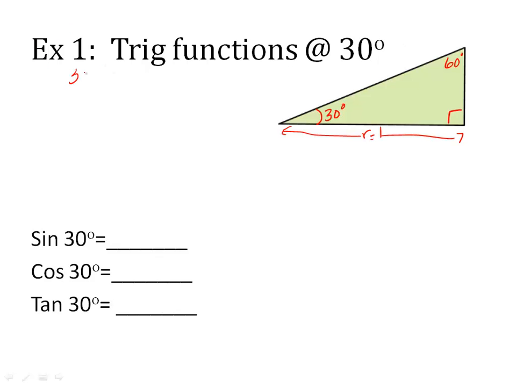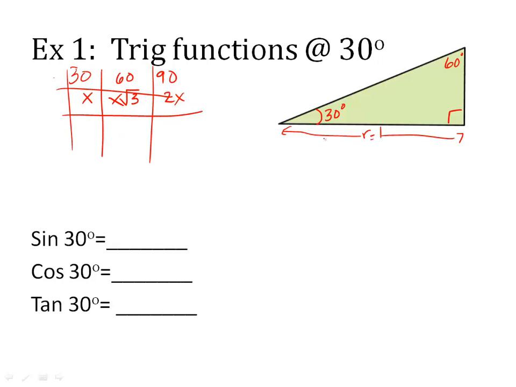So if I go 30, 60, and 90, the pattern was x, x square roots of 3, and 2x. Sorry, that's messy. Alright, so what I do know is that the side opposite that 60-degree angle is a 1. So I'm going to put a 1 right here. Now, in order to find my other two sides, I need to do a little math.